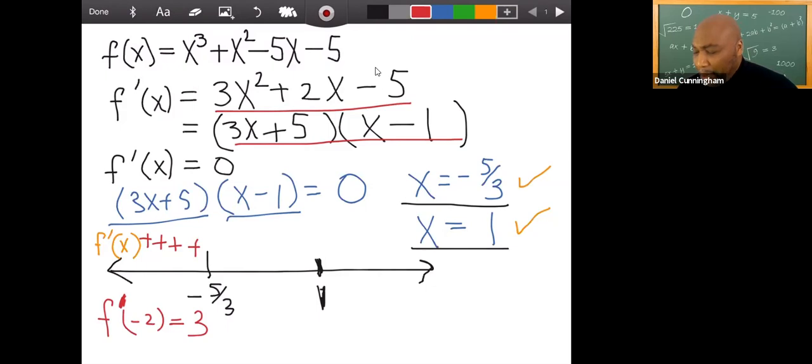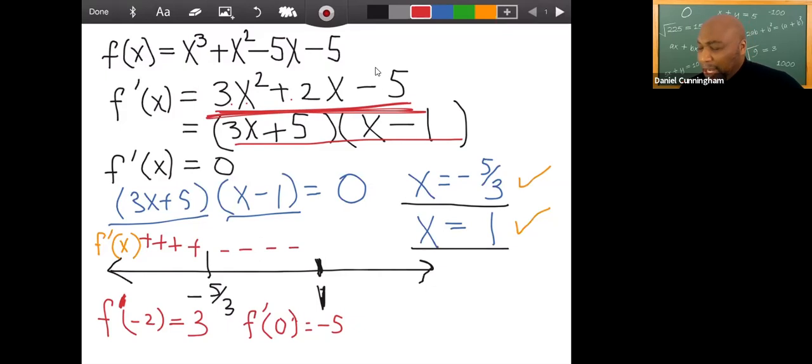Now I'm going to choose a number in this second interval. Give me a number between -5/3 and 1 that you can use, any number. I'm actually going to use 0. I'm going to put that into f prime. When I put 0 into f prime, it's going to give me 3 times 0 plus 2 times 0 minus 5, which gives me -5. So every number in this interval will be negative, no matter which number between those values I use.